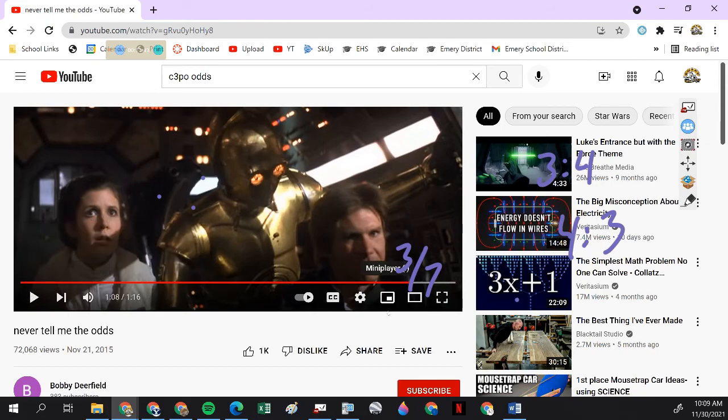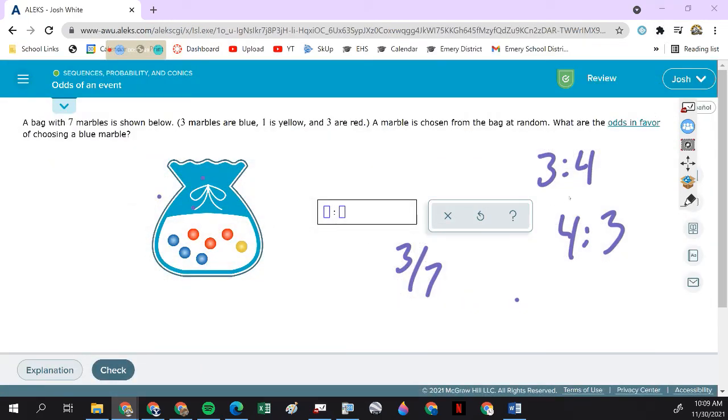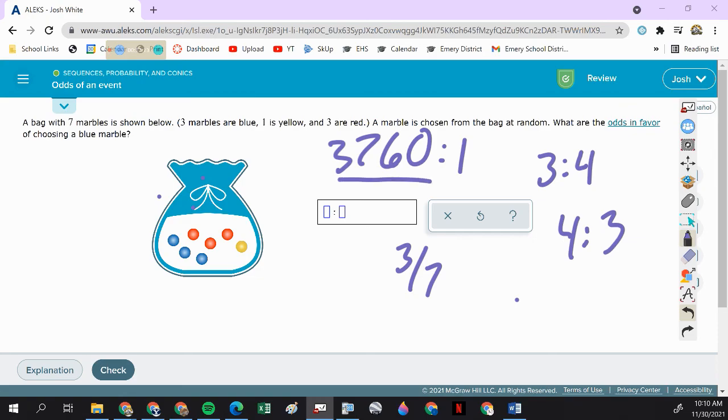What did he say? He said the probability of successfully navigating through an asteroid field is 3,760 to 1, which means you're almost guaranteed to make it through. Right? So he said the odds of successfully navigating is 3,760 to 1. So if you tried 3,761 times, only one time would you be unsuccessful.